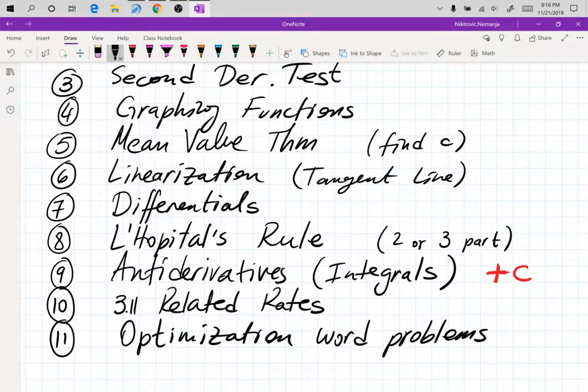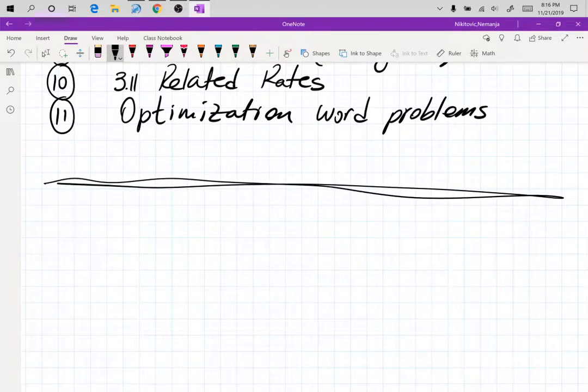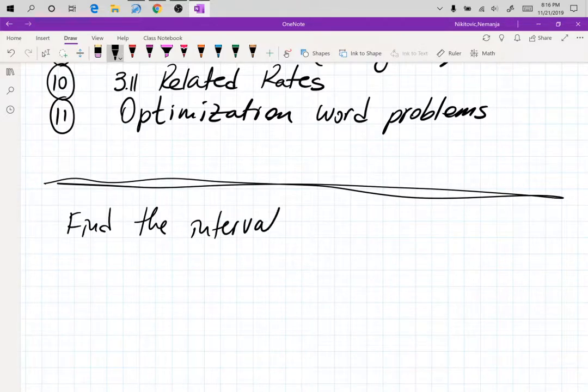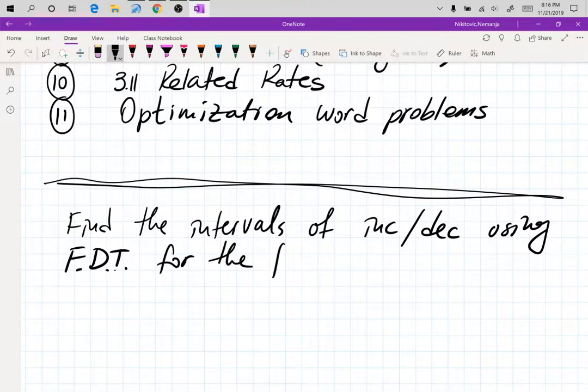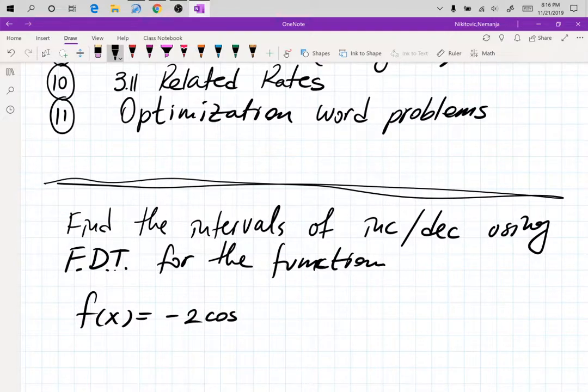All right. We are going to do the first derivative test on a function that has trig. So find the intervals of increase and decrease using the first derivative test for the function f of x equals negative 2 cosine x minus 2x.